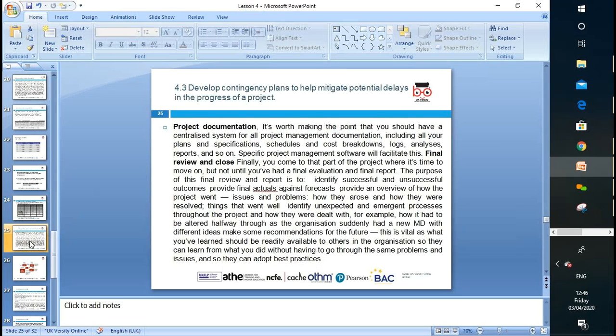Okay, next, develop a contingency plan. What is meant by a contingency plan? It is the second plan, yes, or an emergency plan.